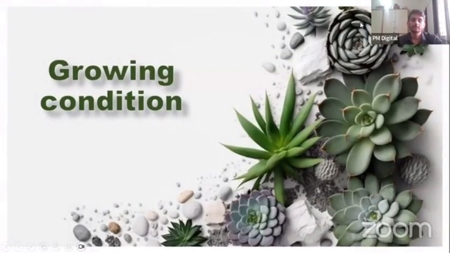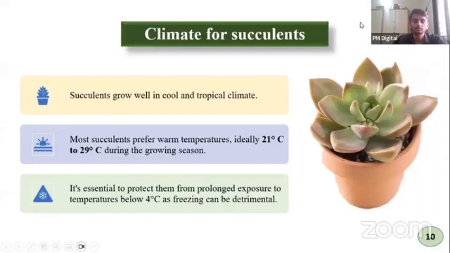Now coming to its growing conditions, let's move to the climate for succulents. Succulents grow well in cool and tropical climate. They require 21 to 29 degrees Celsius during their growing condition. It is essential to protect them from prolonged exposure to temperature below 4 degrees, as freezing can be detrimental. When temperature is lower than 4 degrees, the leaf will be frozen, and it is responsible for the cracking of leaves.